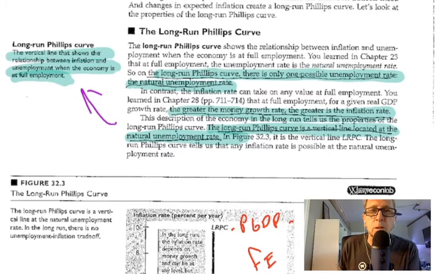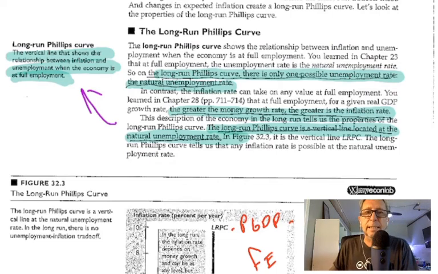This time we're on the long run Phillips curve. Things you should understand about the long run Phillips curve. As you can see in this definition, it's the vertical line that shows the relationship between inflation and unemployment when the economy is at full employment. That's super critical. Understand that in the long run Phillips curve, you are at full employment, which then eliminates unemployment as one of the movements. So unemployment becomes fixed because you're at the full employment rate, and the only thing that does change is inflation. And inflation usually changes based on the expected inflation rate.